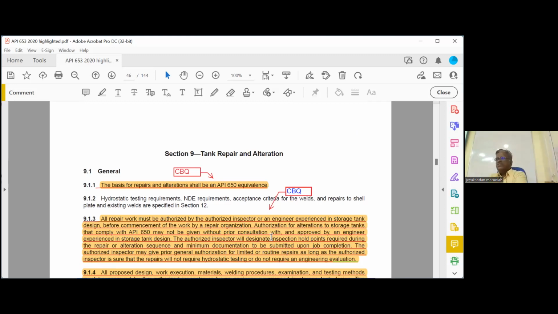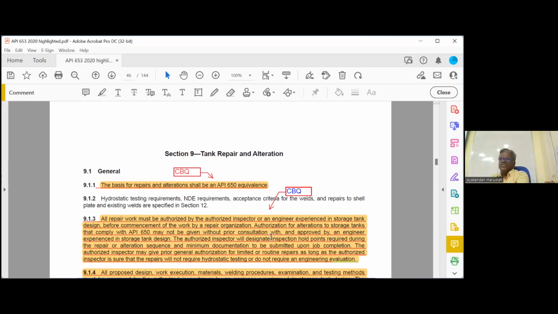So what we are going to discuss first is how to repair a shell. Then we will discuss how to repair a bottom, and we will go to the roof repair also. So first, who will authorize the repair? If it is only repair, it will be the inspector. Alteration means inspector and the engineer. Alteration involves a design. Inspection hold points, you will designate the inspector. Any small repair, the inspector can have general authorization.